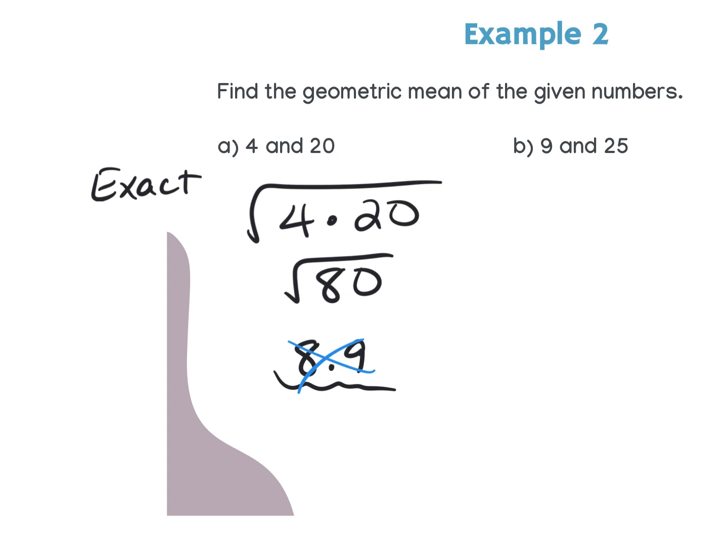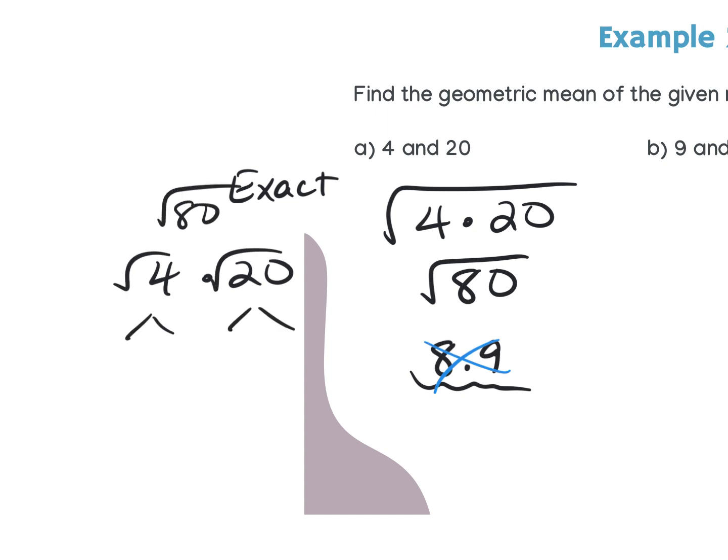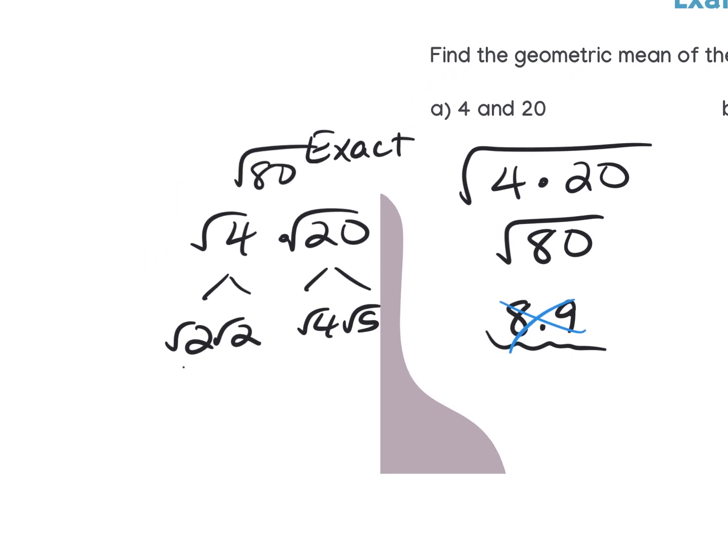So what might be easier to do is don't multiply them. Use the two numbers and just use that as your factor tree. If you don't want to use 4 and 20, you could do 8 and 10 or 16 and 5. It doesn't matter. So if I break this down, 2 and 2, 4 and 5, you could also do 2 and 10 on the 20. You're just going to keep breaking it down till they're prime numbers.